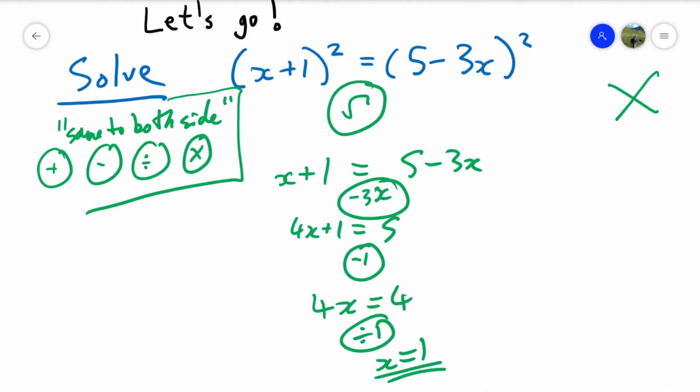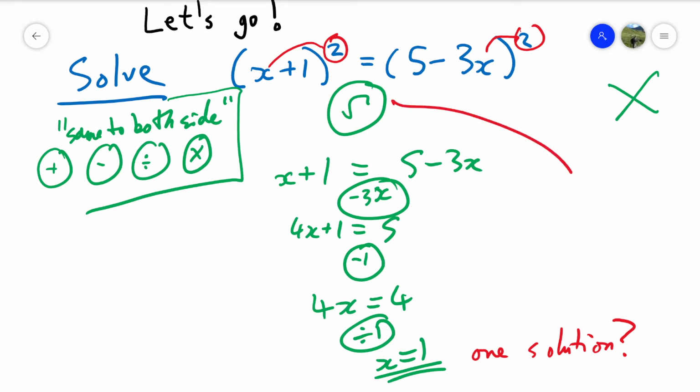There's something up here. Can you see what it is? There's effectively an x squared. So how come there's only one solution? What's going on? The answer is, when we did this, we lost an answer. So, why am I doing this? Because you need to be careful.